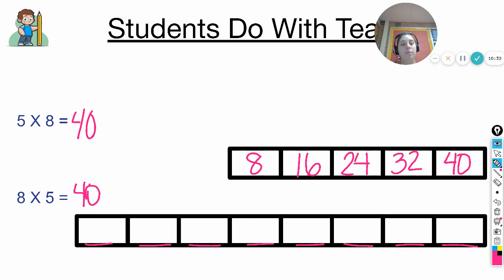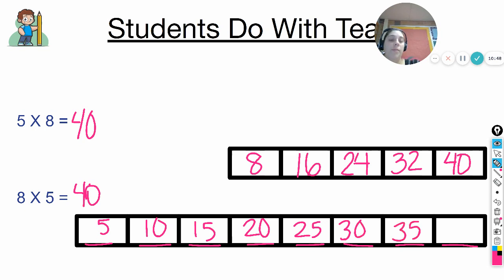Okay, let's go ahead and see if your answers match mine. So we have to count by fives 8 times. 5, 10, 15, 20, 25, 30, 35, 40. Both answers are the same. So we proved that 5 times 8 is the same thing as 8 times 5. And once again, that's the commutative property. We can take those two numbers and switch them, and our answer stays the same.